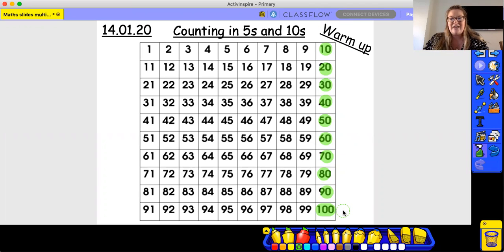Well done. Can you now count in tens backwards, starting at 100? Let's do it all together. Are we ready? 3, 2, 1, go. 100, 90, 80, 70, 60, 50, 40, 30, 20, 10. Well done. Now it's your turn. Turn to your adult and count backwards in tens from 100. Off you go now.